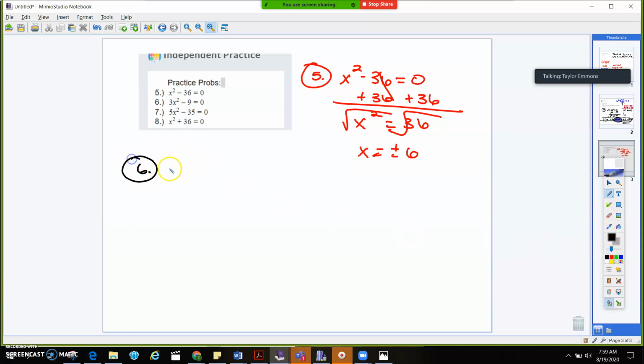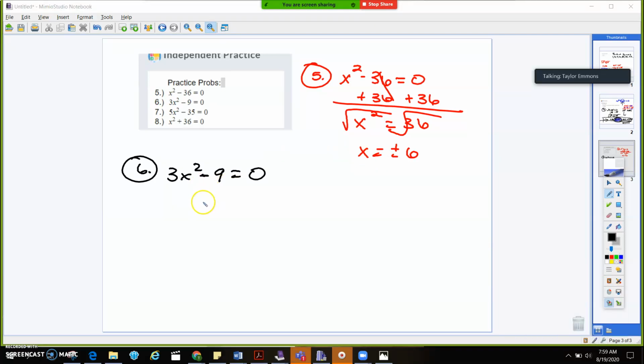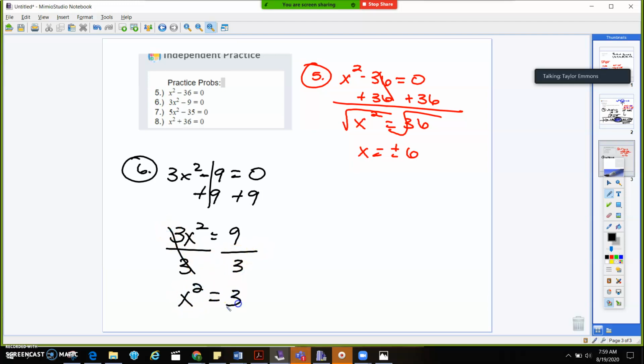All right, so number 6, you want to make sure that you put your numbers on one side and your x's on the other. So you're going to add 9 to both sides, and you're going to have 3x squared equals 9. And you're going to divide by 3 on both sides, and that's going to give you x squared equals positive 3. And you want to get the x by itself. So you're going to take the square root of both sides, and that's going to give you x equals positive and negative square root of 3. And since you can't take the square root of 3 and get a whole number, you're just going to leave that guy underneath the radical.